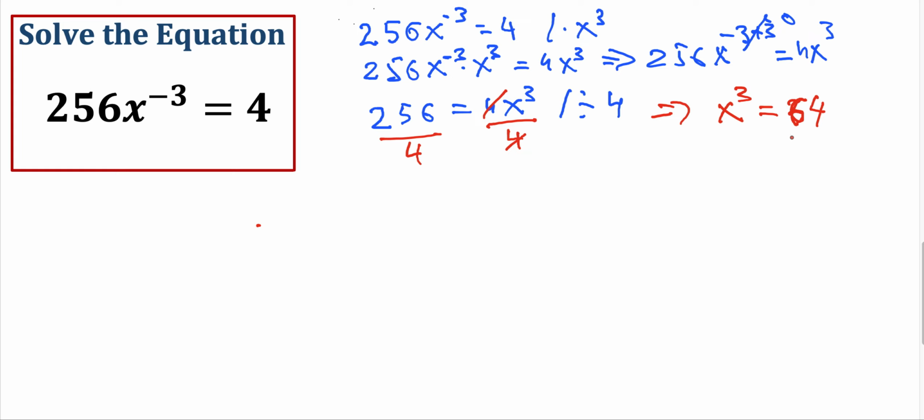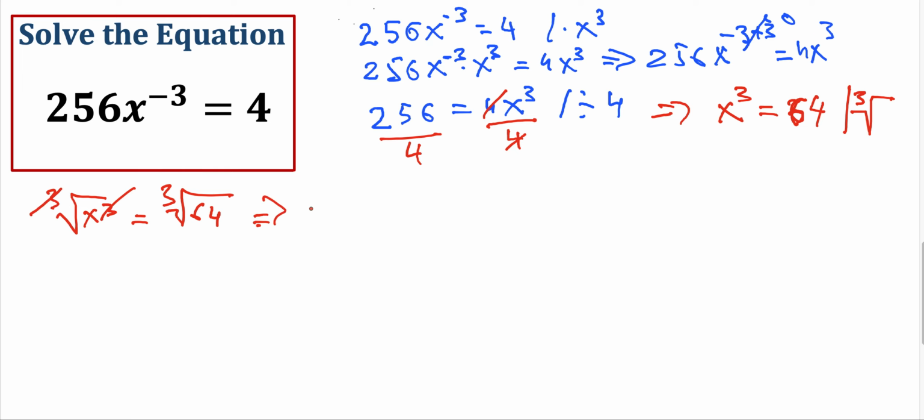But now if we want to take the cubic root of everything, on both sides, it is going to be the cubic root of x cubed is equal with the cubic root of 64. And now the power 3 with the index 3 we can simplify, and it remains just x is equal with the cubic root of 64, which is 4.